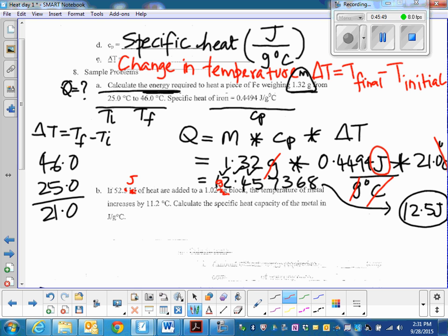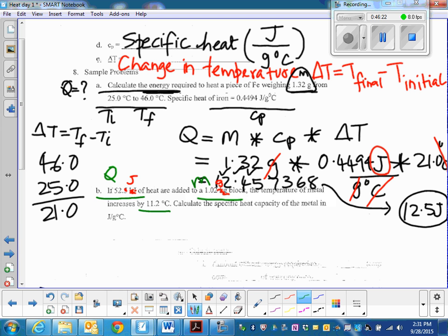Write out the equation, but before that, I need to identify my variables. What is 52.5 J? Is it Q? Is it M? Is it Cp? Is it delta T? That is my Q. So the Q is given. What is 1.02 g? What is that? That's my mass. So my M is given. What is 11.2 degrees Celsius?